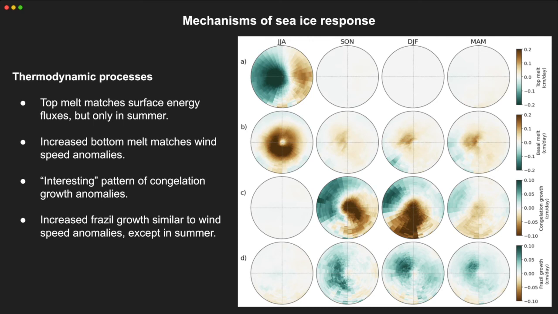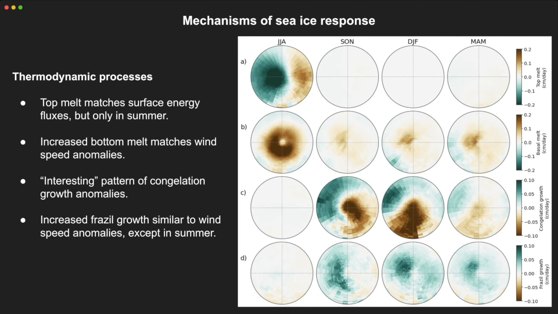But these patterns don't have this east versus west gradient, so they're not really driving the east versus west difference in how sea ice responds. The next two rows we have congelation and frazil ice growth. The difference between these is that congelation ice growth involves the thickening or thinning of already existing sea ice in the CICE model, whereas frazil ice growth is the growth of new sea ice from open water.